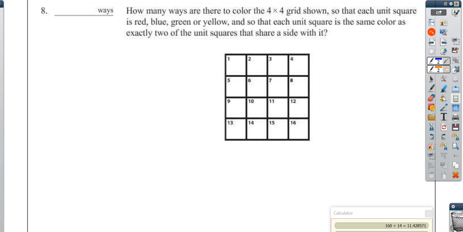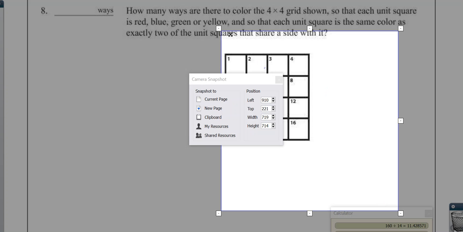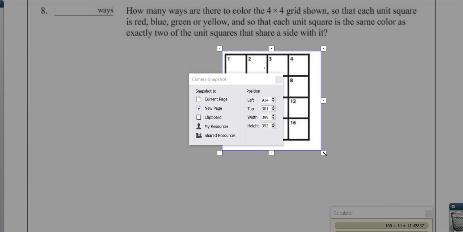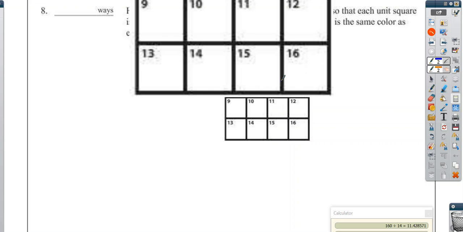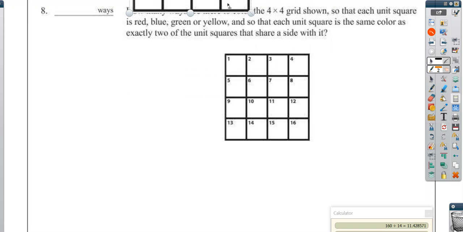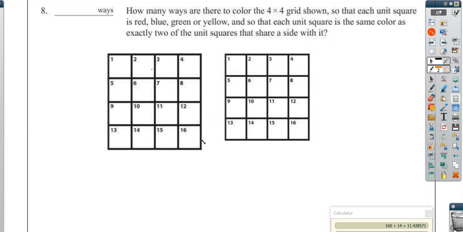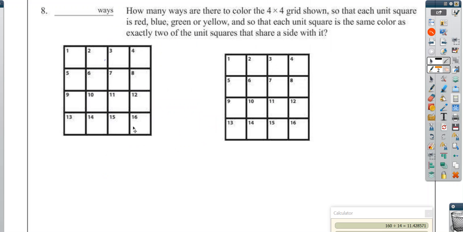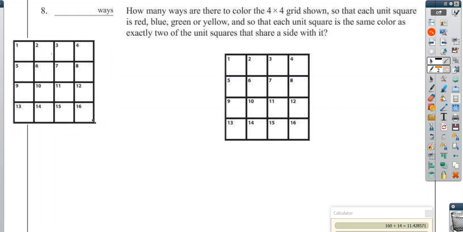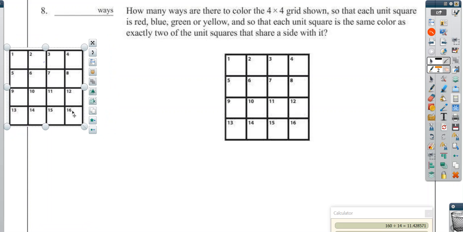So here's what I'm going to do, just for funsies. I'm going to take a picture of this really quickly so that I can make more of them just in case I need it. Well, I know I'm going to need multiple of these squares because I can use 4, I can use 2, I can probably use 3 colors too. So I'm just going to shrink it a little bit more. All right, so here we go.